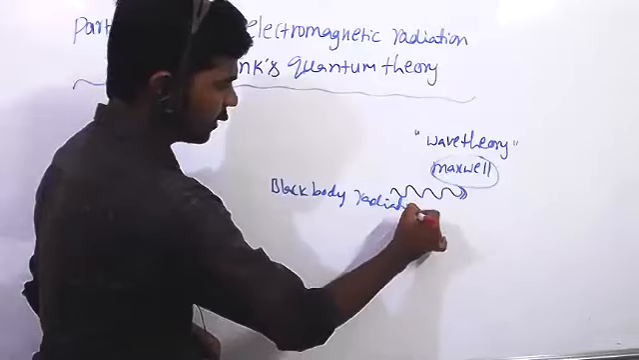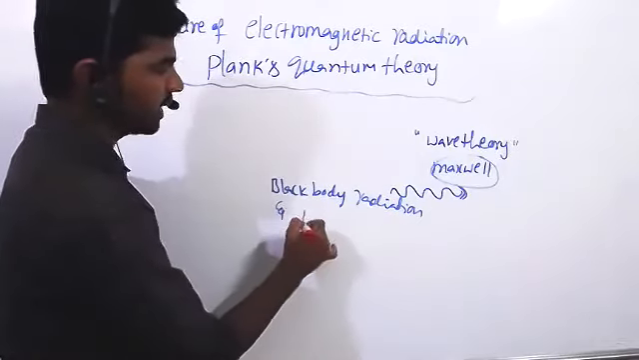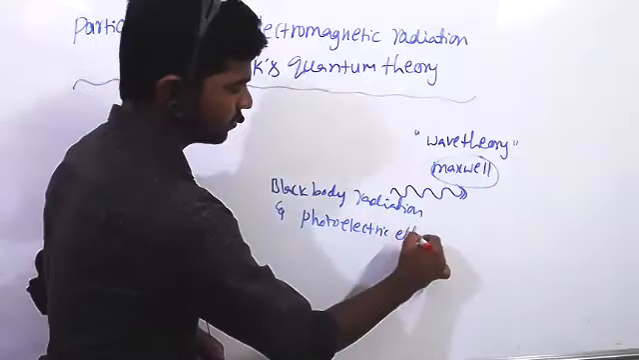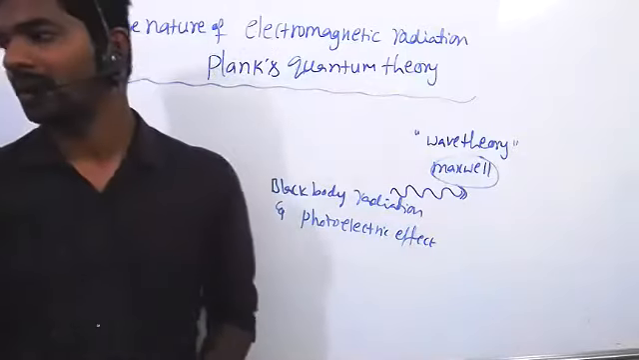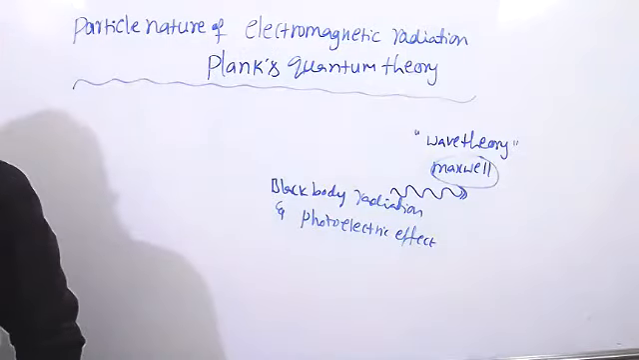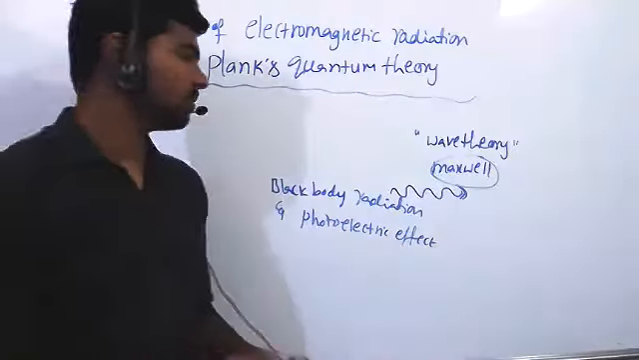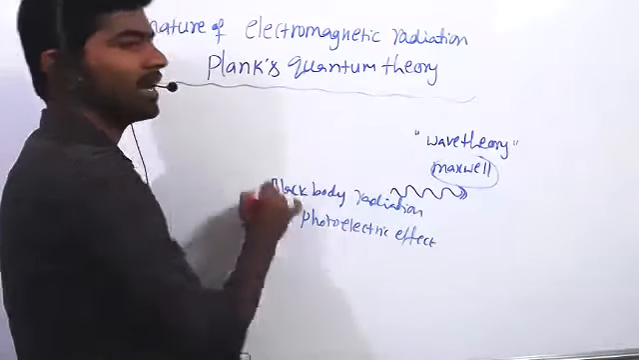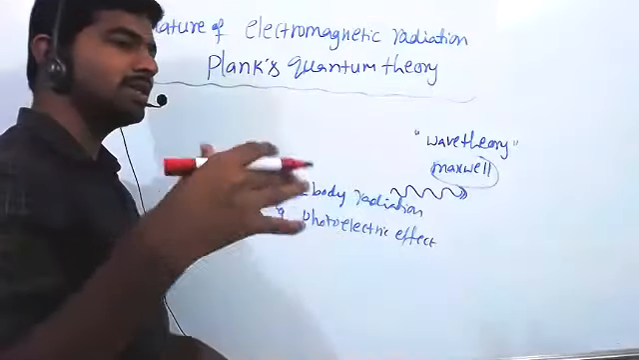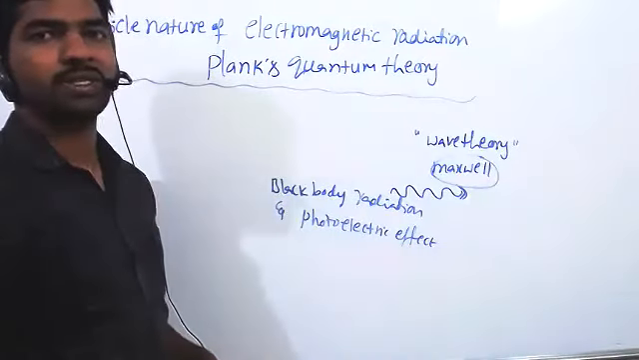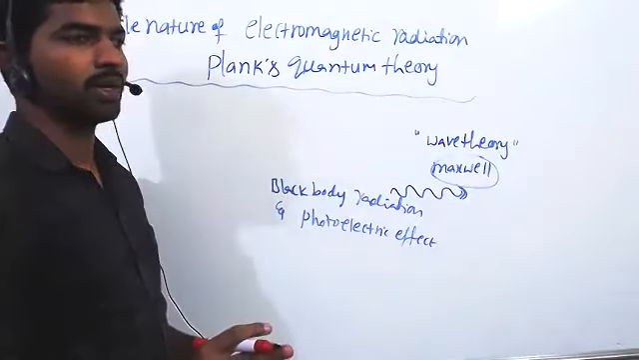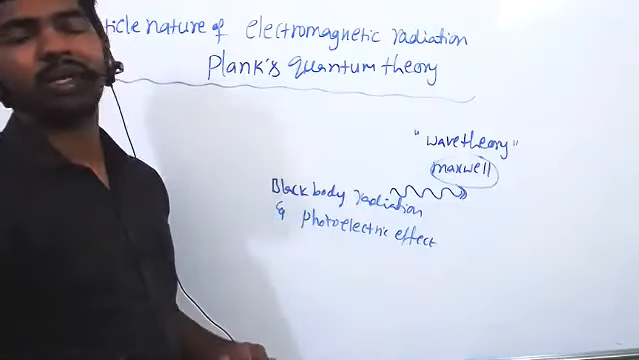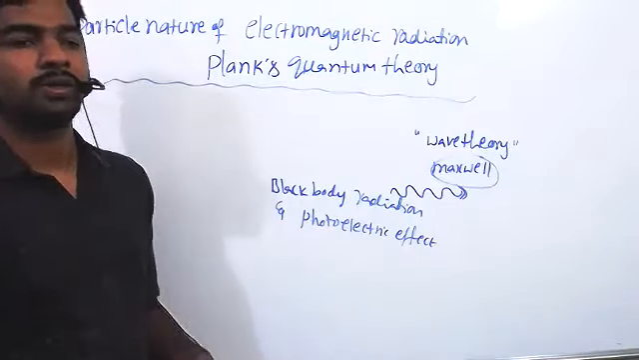and the photoelectric effect. Sir, can you please explain black body radiation again? A black body is an object which absorbs all kinds of radiation and emits all kinds of frequencies. That is what we call a black body. The radiation given by a black body is called black body radiation.